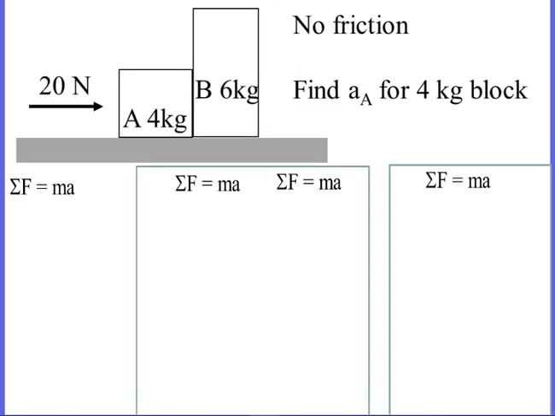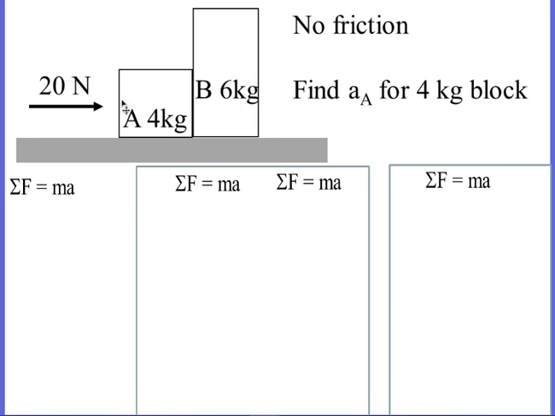Okay, now an application, especially an application of free body, that you might feel like is such a simple problem you don't need a free body to do it. And I'm going to show you that you're wrong. So the problem is that you've got 20 newtons acting on this 4 kilogram object, which is right next to a 6 kilogram object. There is no friction between these two objects and the table, and we want to know the acceleration of object A.